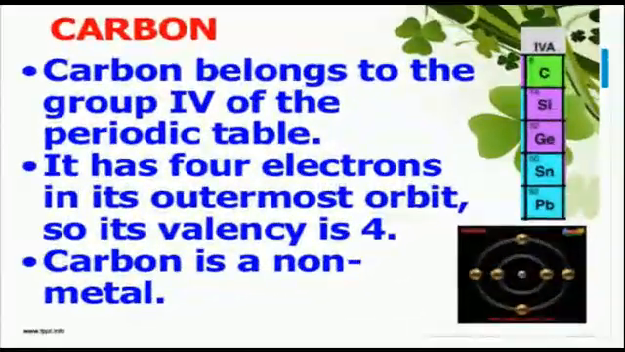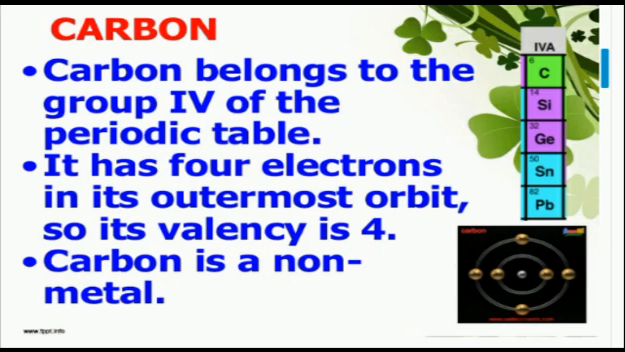Carbon belongs to group number 4 in the periodic table. The atomic number of carbon is 6, and in the first shell it has 2 electrons. It occupies only 2 electrons, and the remaining 4 electrons will be in the second shell. That means the valency of carbon is 4. Tetra means 4, so carbon is a tetravalent atom.